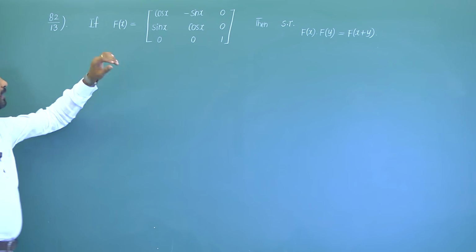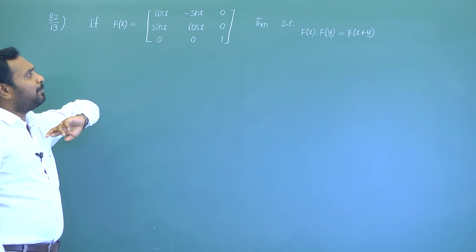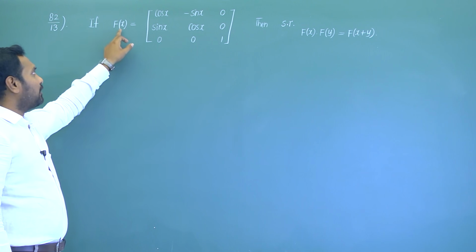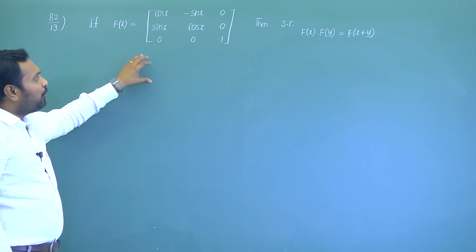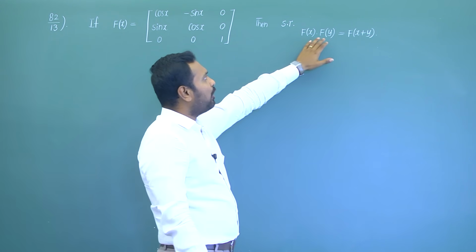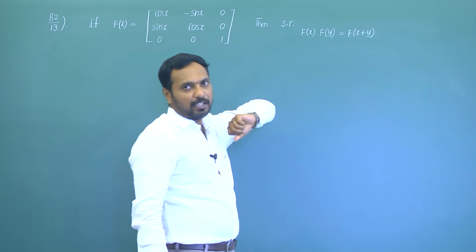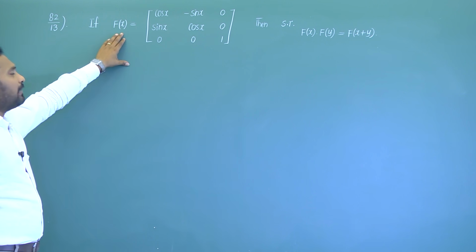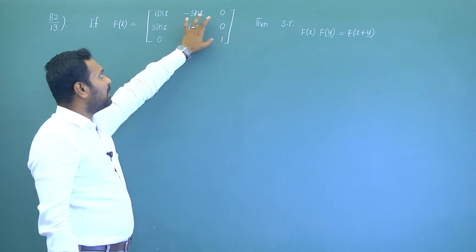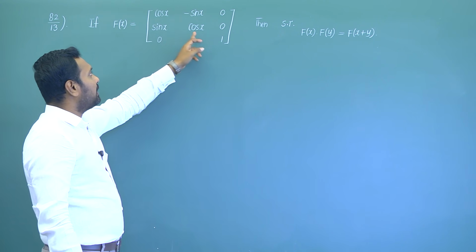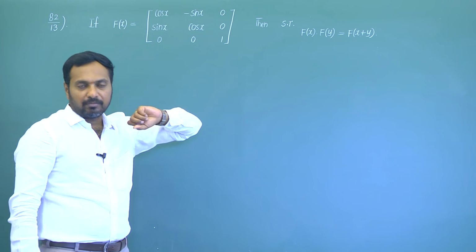They have given the f of x matrix. We will consider f of y. What is meant by f of y: in the place of x, if I substitute y, then you will get the f of y matrix. If you multiply those two matrices f of x into f of y, you need to show that it is equal to f of x plus y. What is f of x plus y according to the given form? It is cos of x plus y, minus sin of x plus y, 0, sin of x plus y, cos of x plus y, 0, 0, 0, 1. That we need to prove.